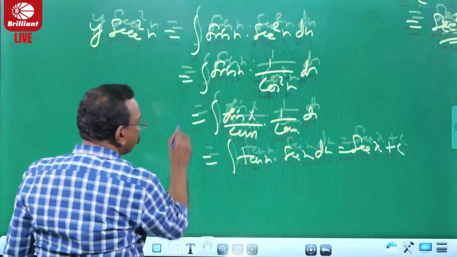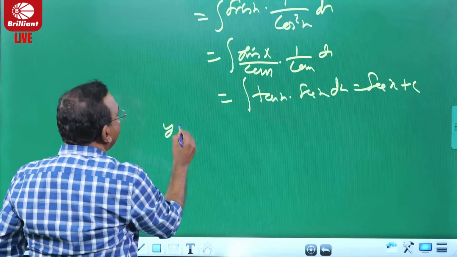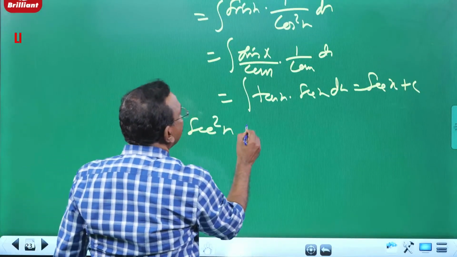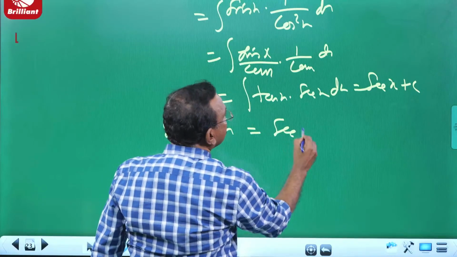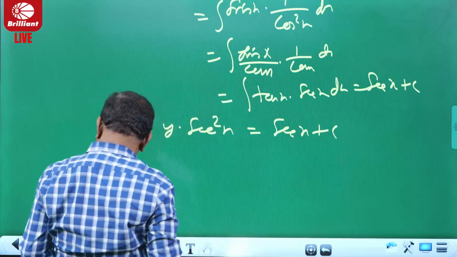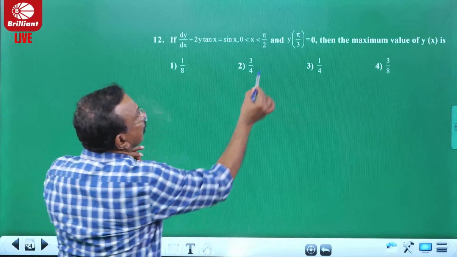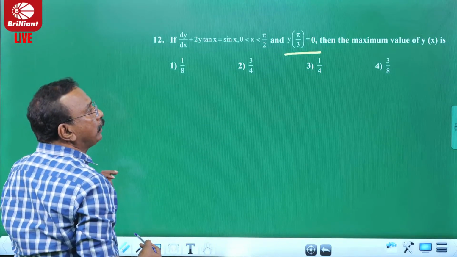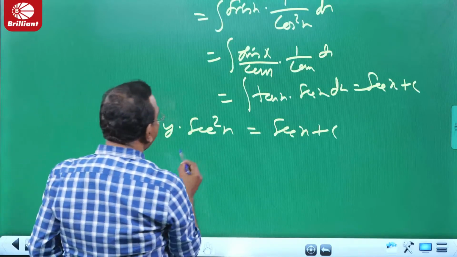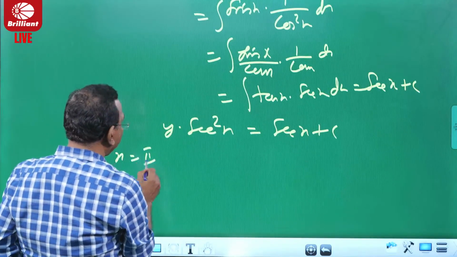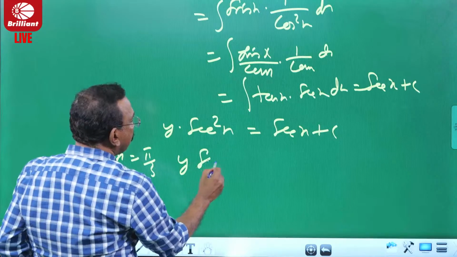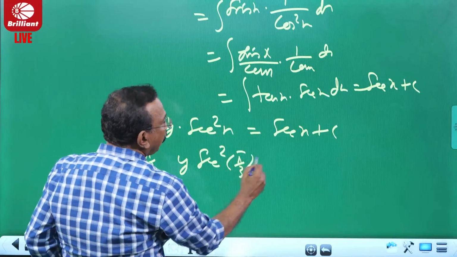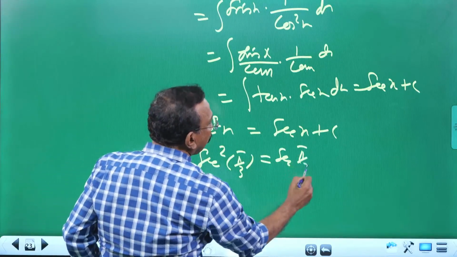So our answer becomes y into secant square x is equal to secant x plus c. Then one more initial condition is given. Look, the condition is y of pi by 3 is equal to 0. It means whenever we put x is equal to pi by 3, it becomes y into secant square of pi by 3 is equal to secant pi by 3 plus c.